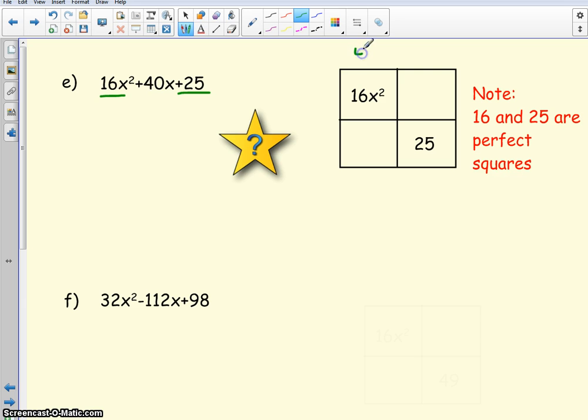If it is, we're going to have 4x and 4x here, and here we're going to have 5 and 5, or negative 5 and negative 5. Now, which one could it be? Well, if it's going to have to add to a positive in the middle, it can't be negative 5 and negative 5, so this will be plus 5 and plus 5. Let's see what happens here. We get 20x and 20x, and those together add to 40x, which is what we want. So this is a perfect square trinomial. This is going to factor into 4x plus 5 all squared.